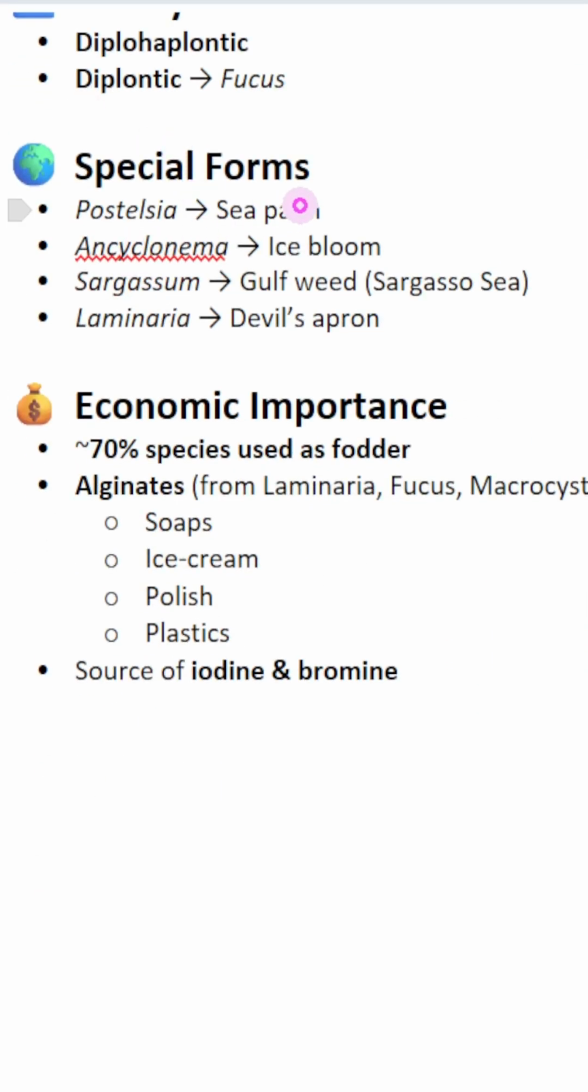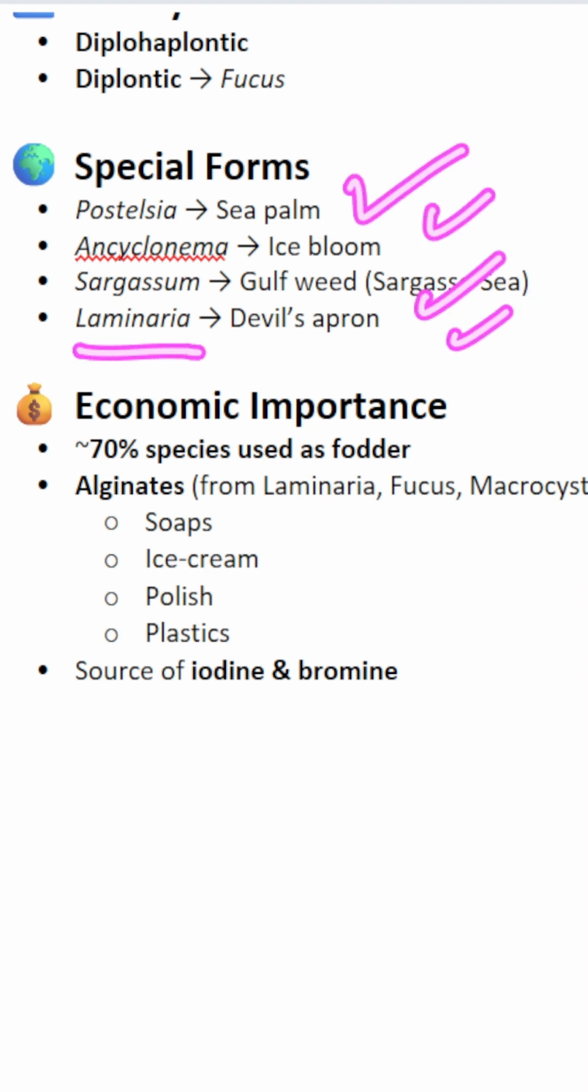Now let's move on to the special forms of algae. Postelsia is called the sea palm. The other name is sea palm. Cyclonema is called ice bloom. We find gulf weed in the Sargasso Sea, that is Sargassum. And Laminaria is called the devil's apron. So these are the special names given to some of the brown algae.